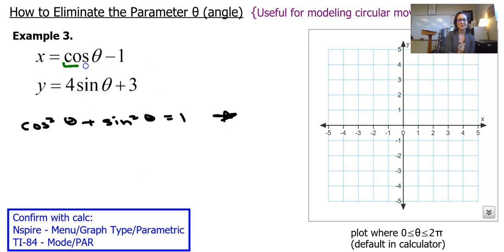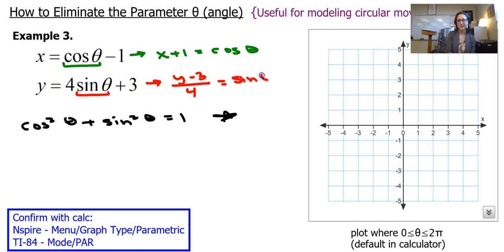If I want to get cosine of theta by itself, what would I need to do to both sides? I need to add 1 to both sides, so this is the same as x plus 1 equals cosine of theta. Okay, and then for the second equation, again, you want to isolate your trig term. You want to get sine of theta by itself. So what would you want to do first? Let's subtract 3 first, and then divide everything by 4. So ultimately you would get y minus 3 divided by 4, and that would give you sine of theta.